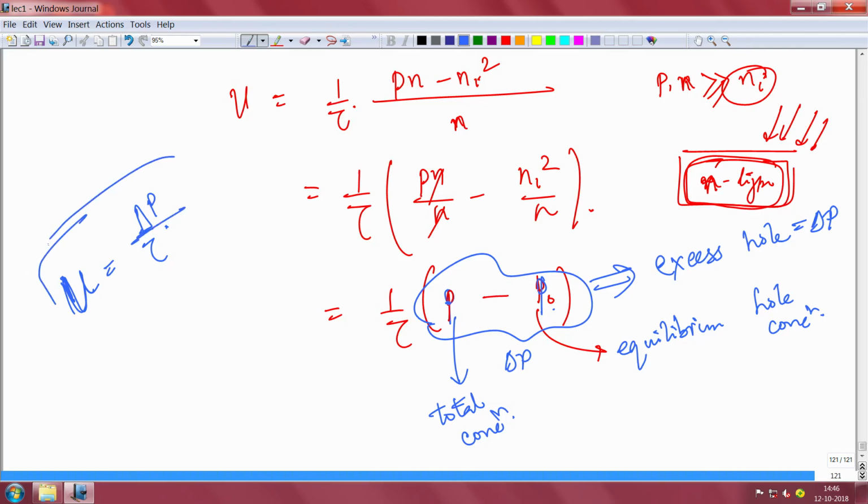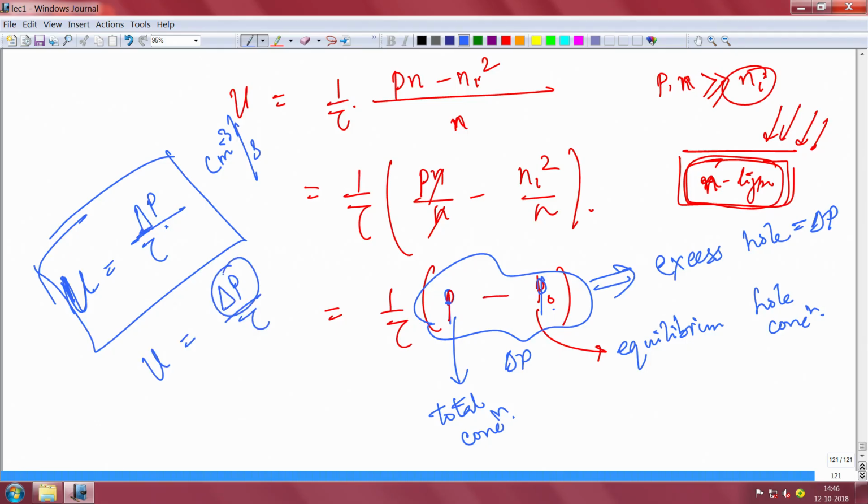This is a very important and fundamental quantity. It is given in per centimeter cube per second. It tells you that the recombination happens as excess carriers delta p by tau: how many excess carriers there are and how they are decaying. If your lifetime is very short, your recombination is very fast, and if you have more holes, then of course your recombination will also be very fast. This is a very important relation.